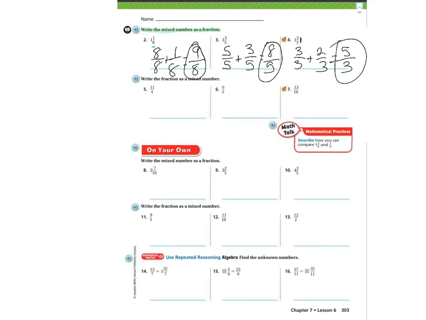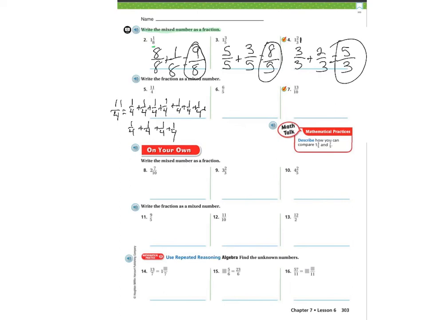Okay? I have 11/4. Well, okay, 11 over fourths. How many fourths is that? Well, 1/4, 2, 3, 4, 5, 6, 7, 8, 9, 10, 11. Wow, that's super exhausting.